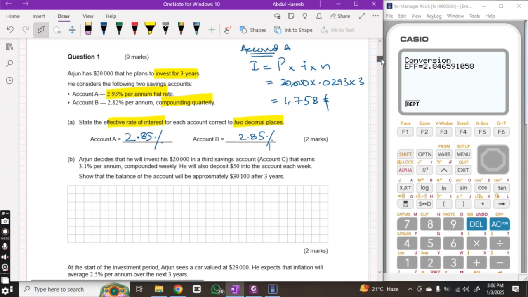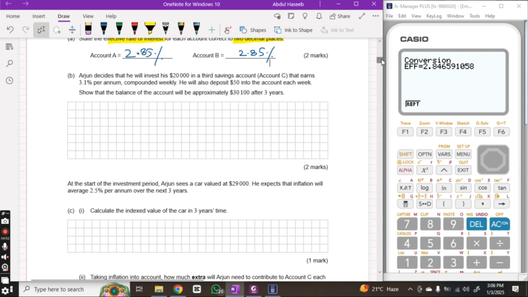Moving on to part B of question 1. Arjun decides that he will invest his $20,000 in a third saving account, account C, that earns 3.1% per annum compounded weekly. He will also deposit $50 into the account each week. So there will be some payments each time period. Show that the balance of the account will approximately be $30,100 after 3 years.